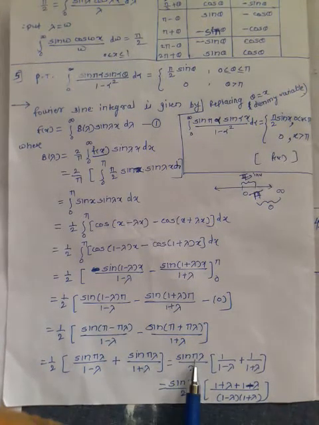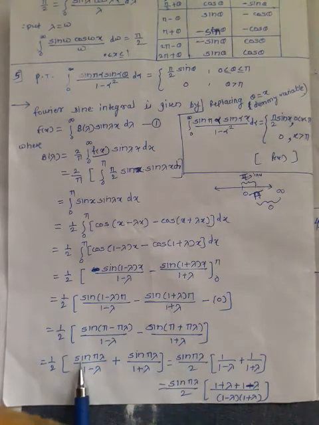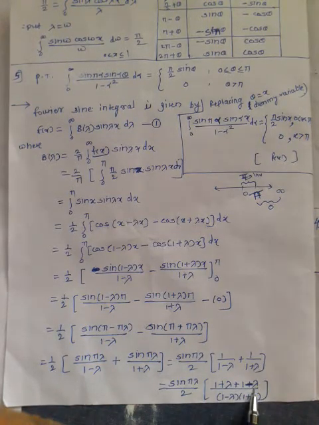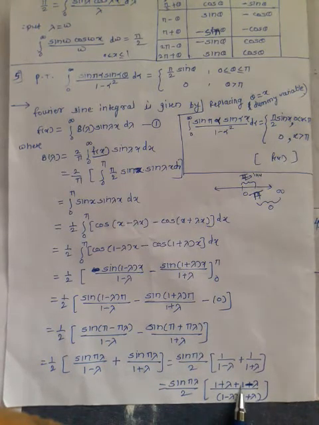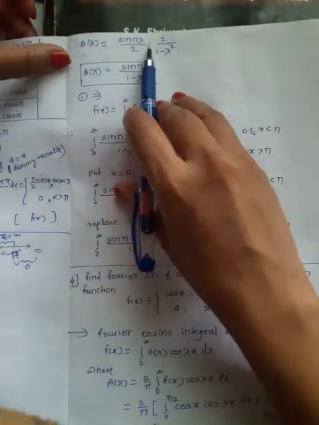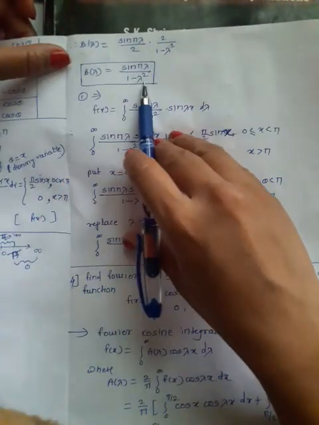Now take sine pi lambda common from the denominator. We get sine pi lambda upon 2 into bracket 1 upon 1 minus lambda plus 1 upon 1 plus lambda. Now cross multiply, we get the denominator LCM of these 2, 1 minus lambda into 1 plus lambda, and the numerator 1 plus lambda plus 1 minus lambda. Lambda gets cancelled, 1 plus 1 becomes 2, that 2 and this 2 get cancelled. The answer becomes b lambda is equal to sine pi lambda upon 1 minus lambda square.